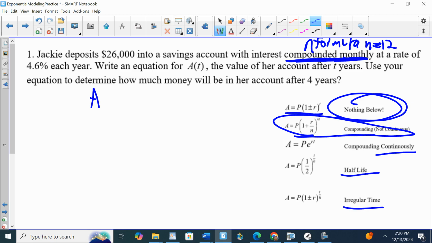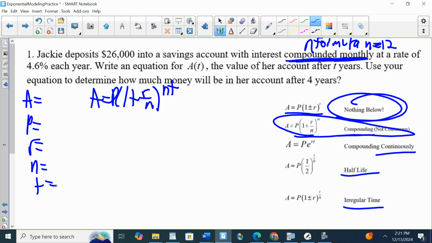So I'm going to write my N formula, A equals P (1 plus R over N) to the power NT. A equals, P equals, R equals, N equals, T equals. Jackie deposits $26,000. That's the initial or starting amount. We said that N is 12, compounded monthly. There's 12 months in a year, 4.6%. That's my rate. As a decimal, I move the decimal place 2 to the left, 0.046.